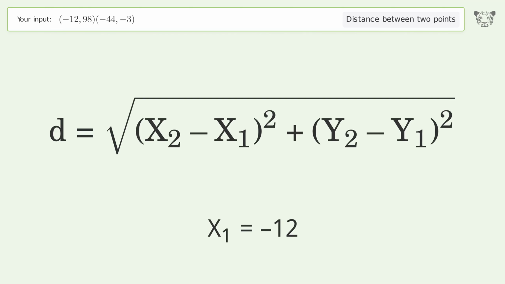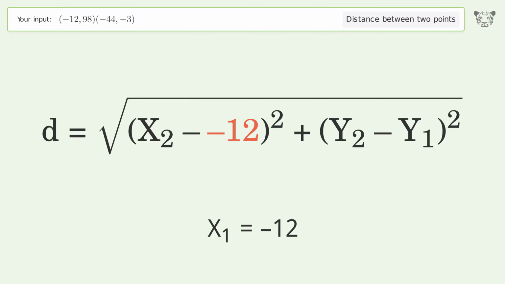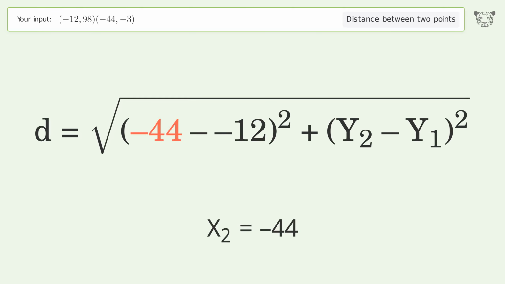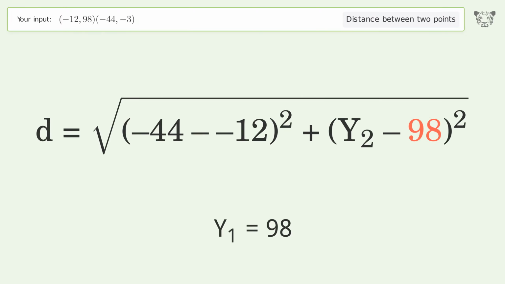x1 equals -12. x2 equals -44. y1 equals 98. y2 equals -3.